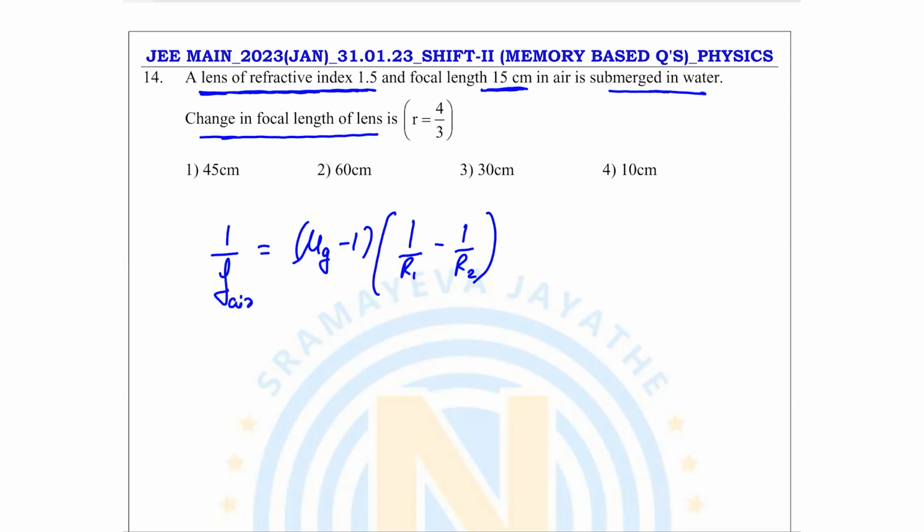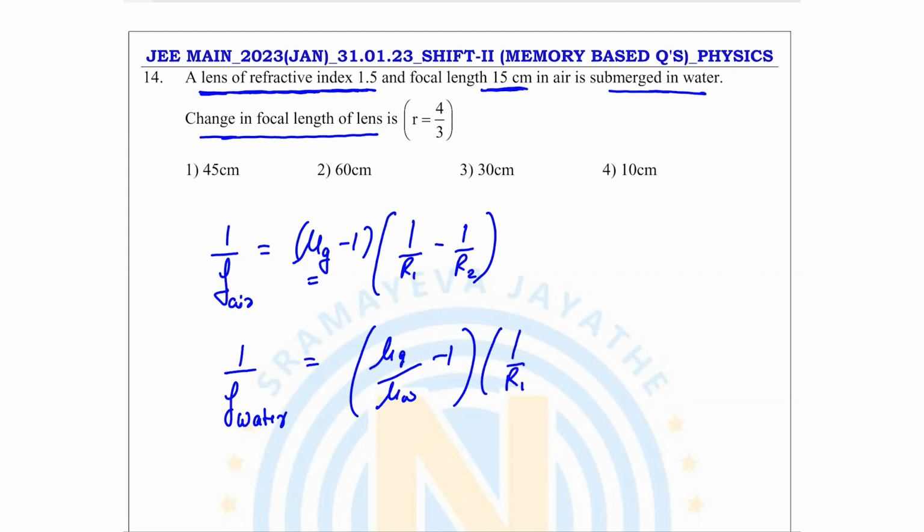This is for air. And if I submerge this in water, then in place of mu glass, we have to use mu glass divided by mu water, minus 1, 1 over R1 minus 1 over R2. Let's divide these two equations. So 1 over 2 I will do. So I'll get F water over F air.